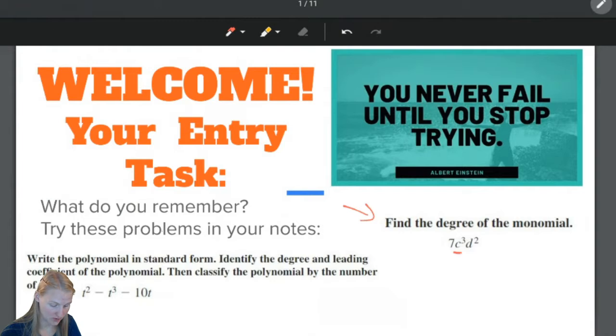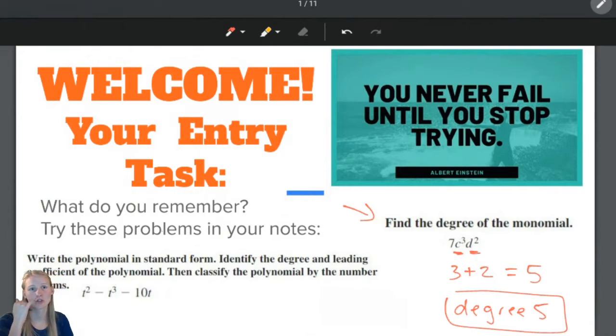And remember, I have c cubed here, so that exponent is 3, and then I have d squared, that exponent is 2, so the total degree of this monomial is 5. So this has degree 5.